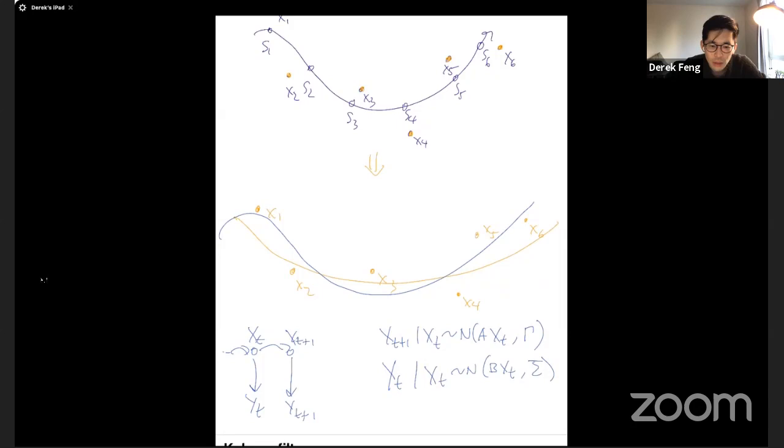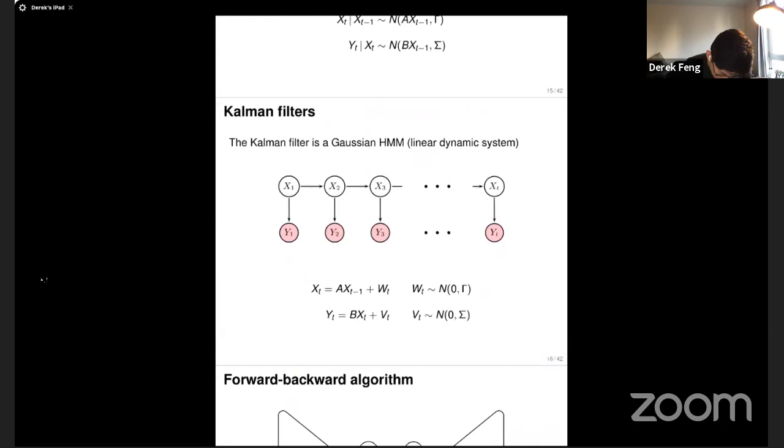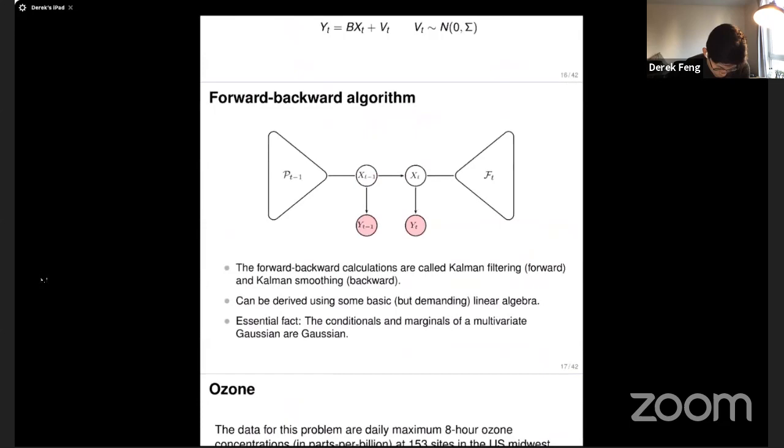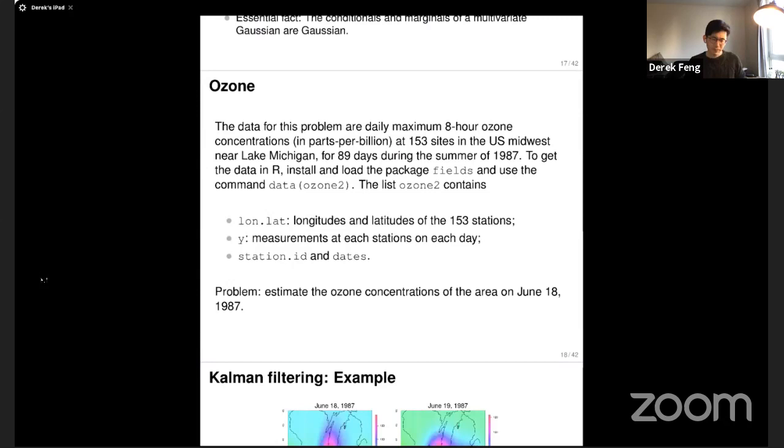Questions? Okay. So that's all that, the linear model. It's basically a Gaussian hidden Markov model. You can solve this using the forward-backward algorithm, which, again, I'm not going to talk about. This is actually a pretty neat example, so I will go over it, even though we don't have too much time.